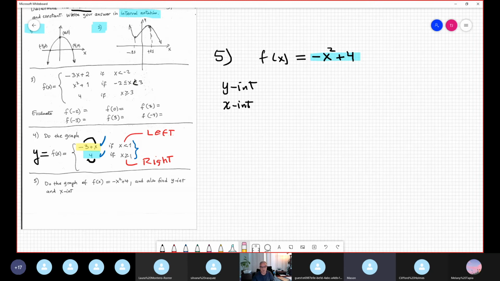Professor, what is the formula to find the y-intercept and x-intercept? I don't remember. One is easy. Using the function notation, you evaluate at 0. The value that you get here is the y-intercept. Let's do it. It's minus 0 squared plus 4. 0 squared is 0. I don't care about the negative sign because 0 has no sign. The answer is 4. Therefore, the point 0,4 is the y-intercept.